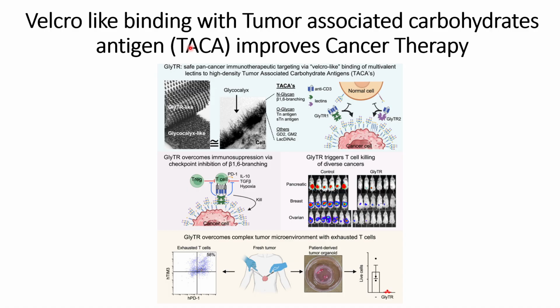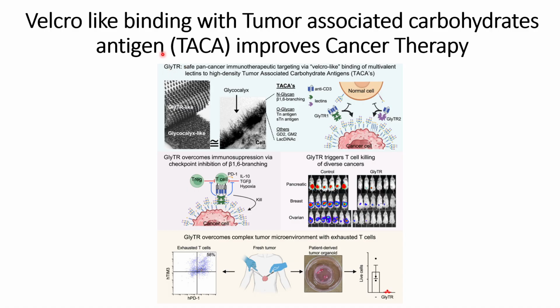And in order to use this Velcro-like binding, the best candidates to target on the tumor cells are these tumor-associated carbohydrate antigens, because they are overexpressed on the cancer cells, but they are expressed in lower amounts in the healthy cells. And we will go through the abstract in this video, so that we understand the concepts in detail and face less problem in understanding the results.